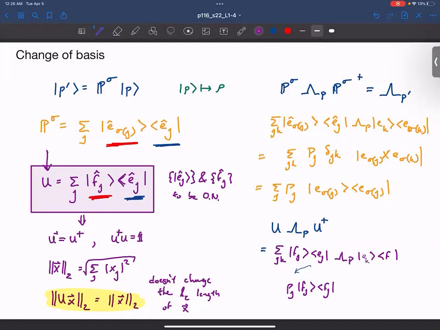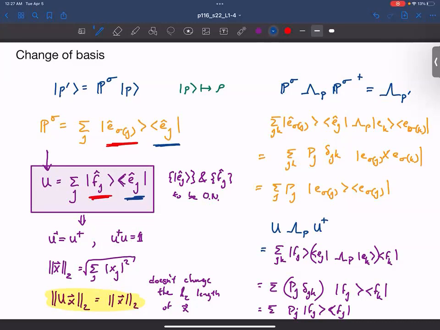This gives PJ delta JK from here. They're left behind the states FJ and FK. Summing over, we sum over just the J, PJ, FJ, FJ.